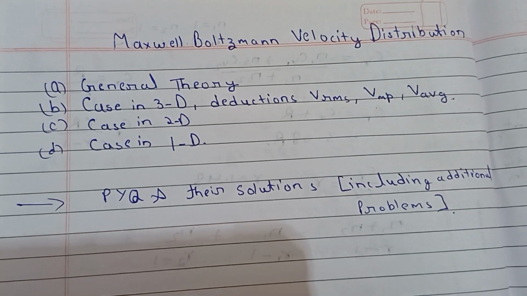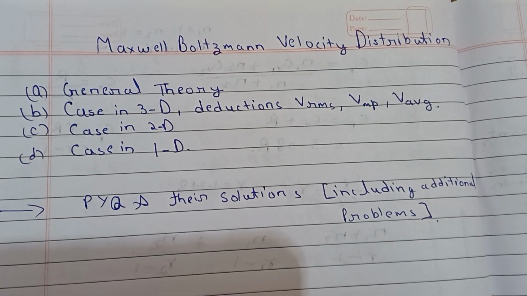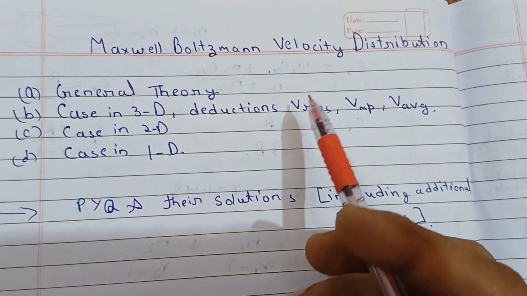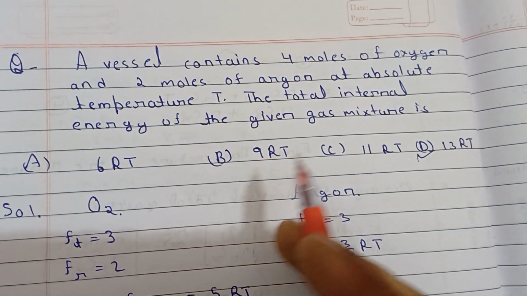So hello everyone, this is lecture 4 for thermal physics. In the last lecture we completed the kinetic theory of gases, and today we will start the Maxwell Boltzmann velocity distribution. Before starting this, let me give you two questions from the KTG.